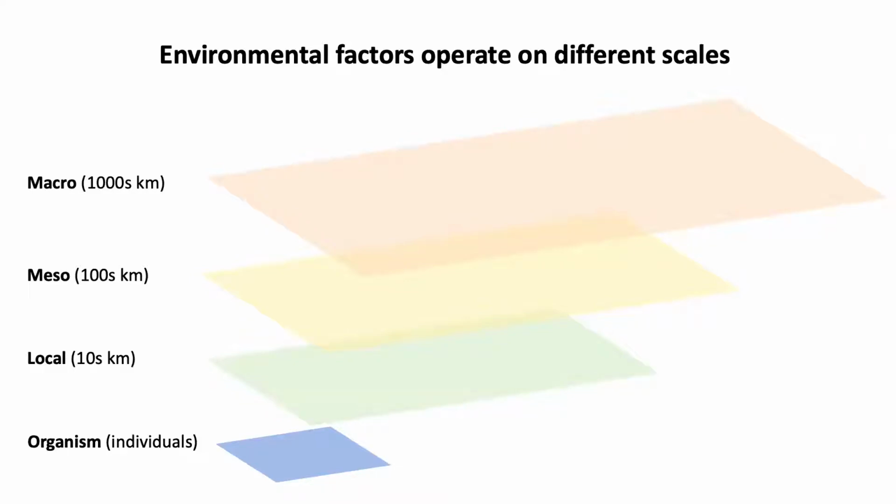So like I said, there are all these different factors that can alter an organism's experience of their environment. And all of these factors operate on different scales. Zooming into the smallest, lowest level is the organism itself as an individual, and then moving up to the local scale, which would be anything happening in the environment up to tens of kilometers. Then moving up to the meso and macro scales, which is whatever's going on in the environment at the scale of hundreds and thousands of kilometers.